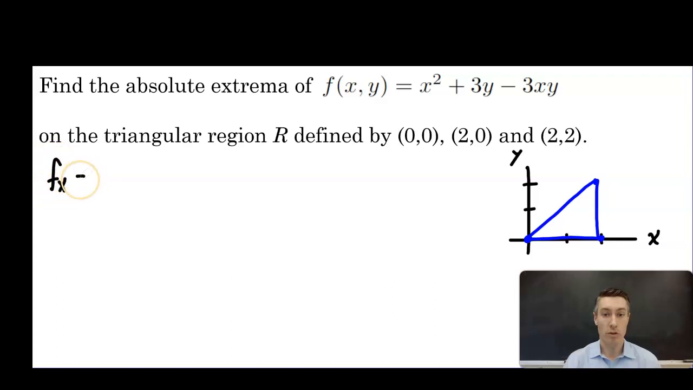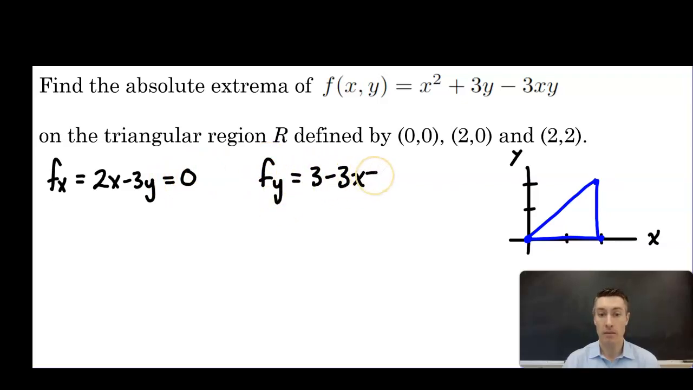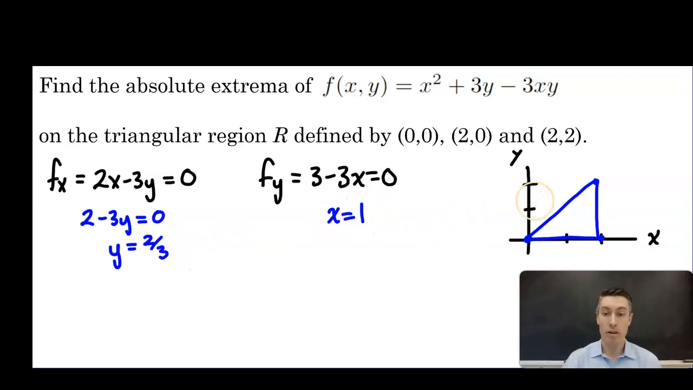So the partial with respect to x is 2x minus 3y, that equals 0. The partial with respect to y is 3 minus 3x equals 0. So we can solve the partial with respect to y and get x equals 1. And if we plug in 1, we get 2 minus 3y equals 0, so y equals 2/3. So (1, 2/3) would be like there. So that is inside of the region.